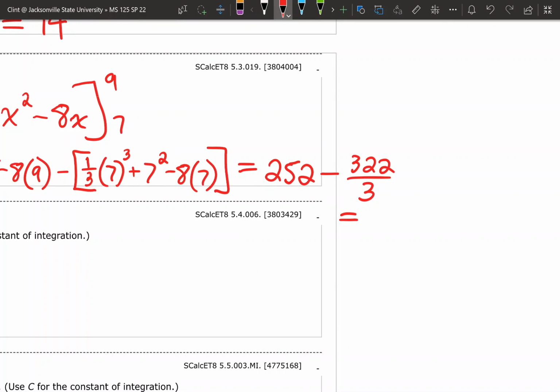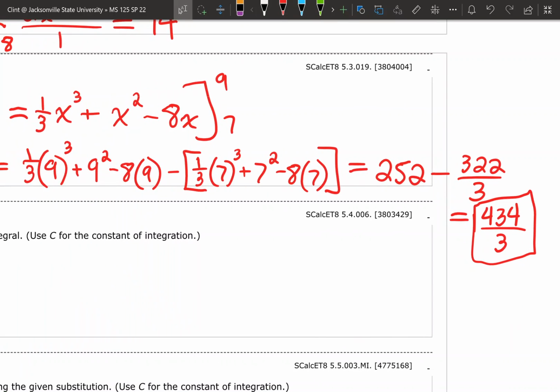And then see whatever that is. Ugly. 434 over. I say ugly, at least it's rational. It could be root 434 over 3. It could be way worse. Can best try it, see if that's what you got. Yeah, okay, good.